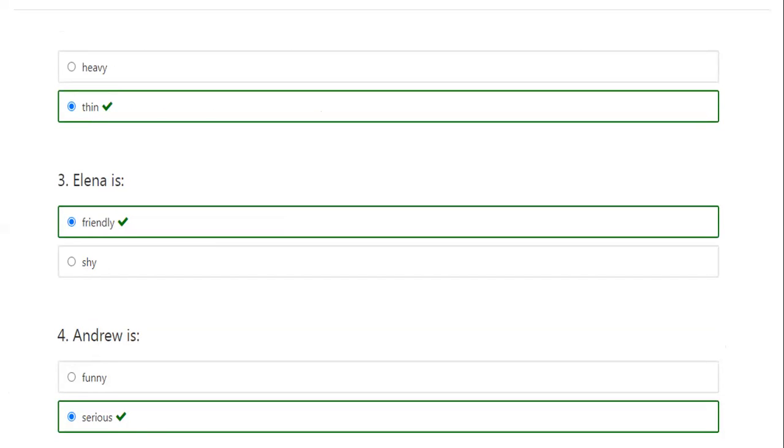Heavy and thin. Heavy es alguien fuerte, ¿verdad? Thin is the opposite, es delgado, ¿verdad? Es lo opuesto, ¿verdad? Thin. So that's the case of, let's see, Marco. So Marco is thin. Marco, according to the conversation, is thin, delgado. Elena, according to the conversation, is a friendly person, amigable, ¿verdad? The opposite of friendly is shy. Lo opuesto de amigable es tímido o tímida, ¿verdad? Shy. Andrew is serious, right? Is the opposite of funny. Es lo opuesto de divertido. Serious. Serio. Andrew is a serious person.